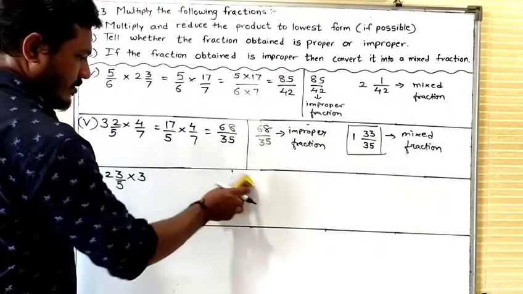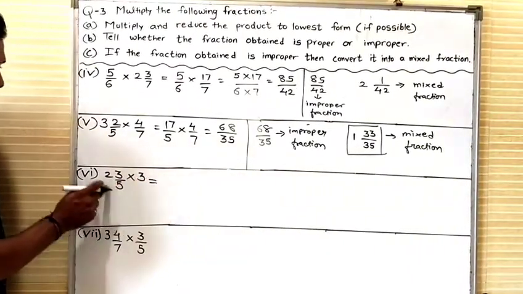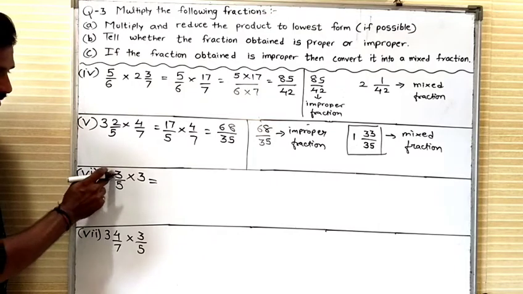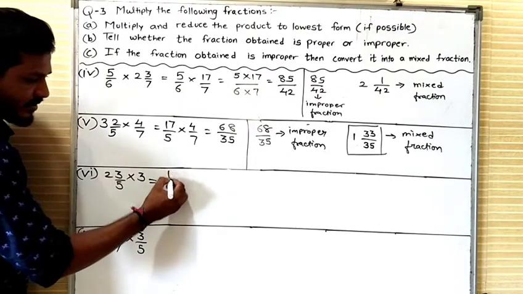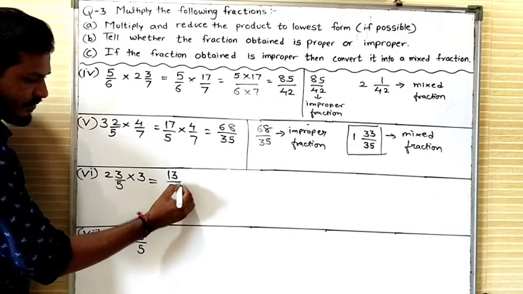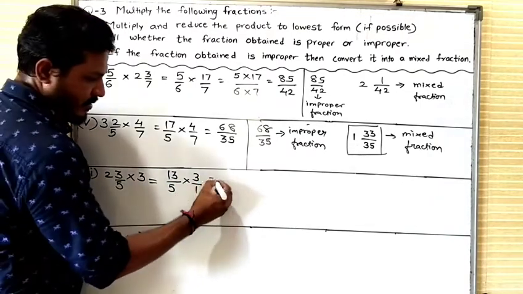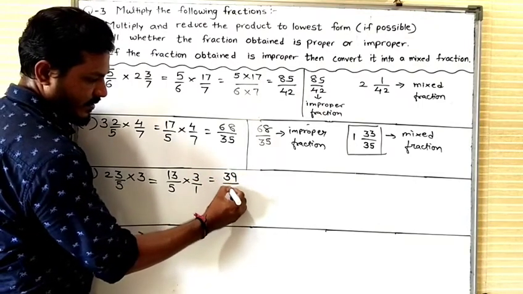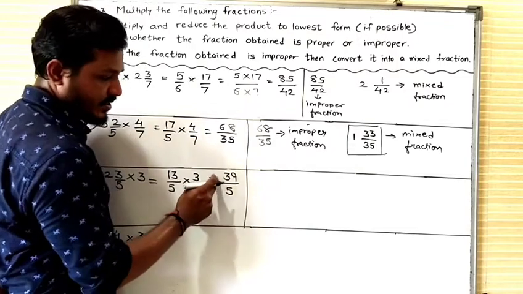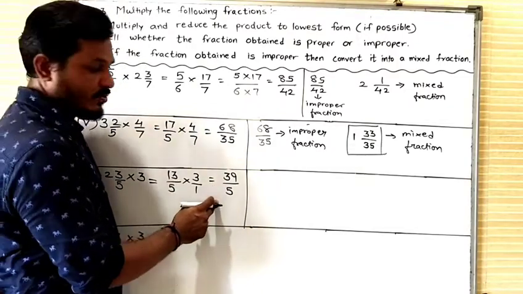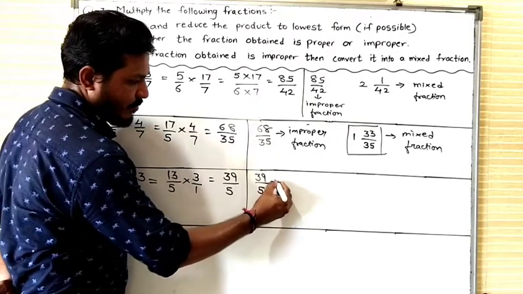Next, now 2 5s are 10, 2 integer 3 by 5 into 3. So 2 5s are 10, 10 plus 3 is 13 by 5, and 3 into nothing is, otherwise, taking 1. 13 3s are 39, divide by 5. Now you can consider whether it is possible to reduce; it is not possible. So directly you write it down as an improper fraction.